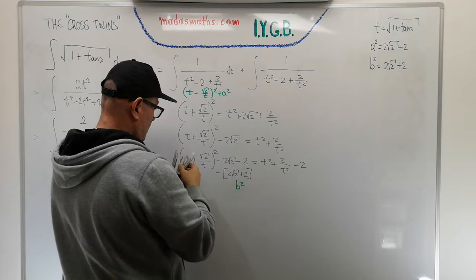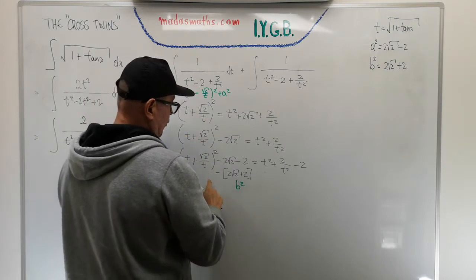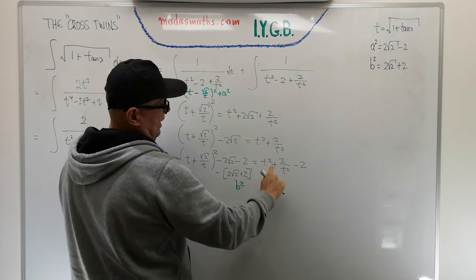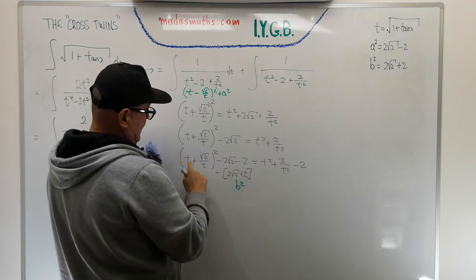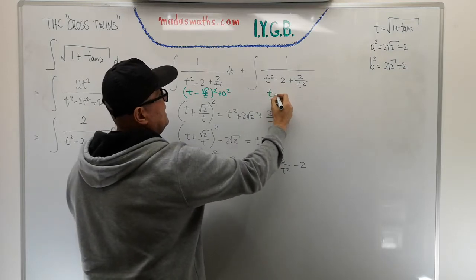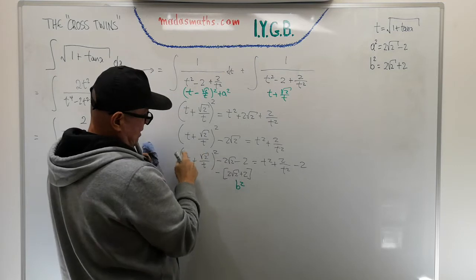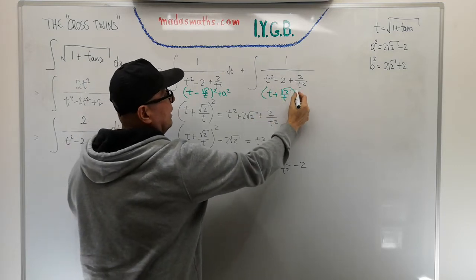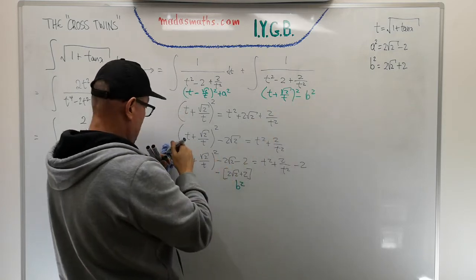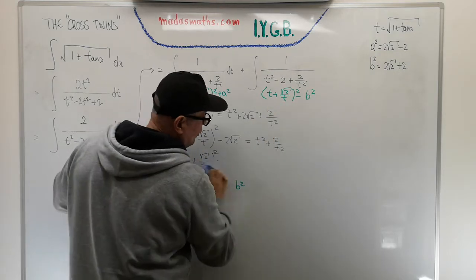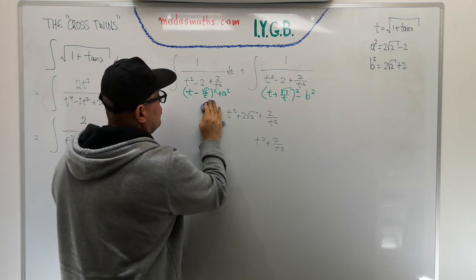So this particular denominator, I'm going to write it differently. I'm going to write it in green. So what do I have in there? t squared plus 2 over t squared minus 2 is equal to t plus the square root of 2 over t, all squared. Now I have a minus b squared. Okay, and let's rub off these blue workings, and let's look now at what I've got up there.